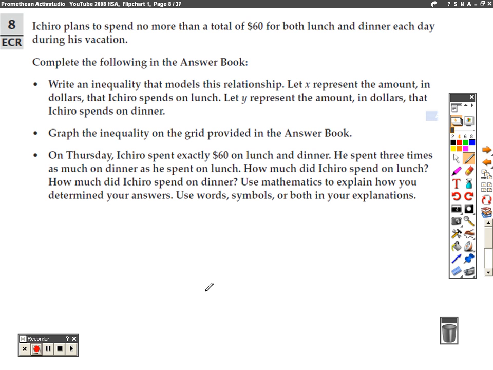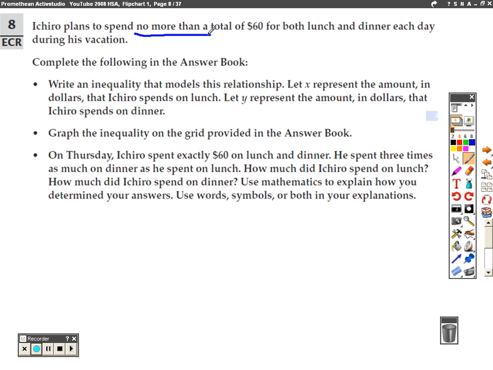Problem number 8. Ichiro plans to spend no more than $60 for both lunch and dinner each day during his vacation. This is an important part of the sentence, no more than, which means he would be willing to spend up to $60 or he would be willing to spend less than $60.